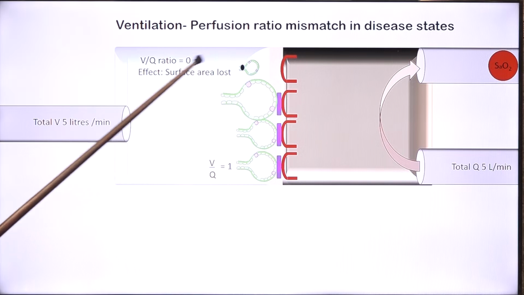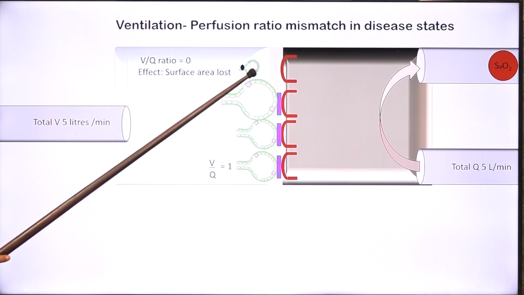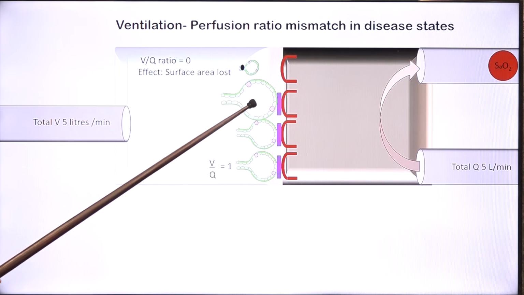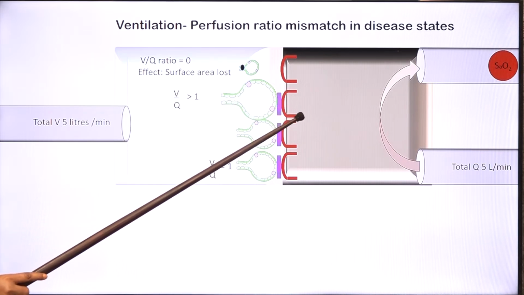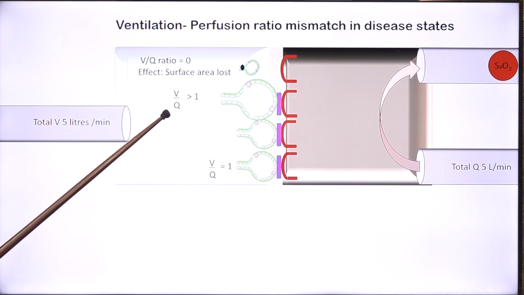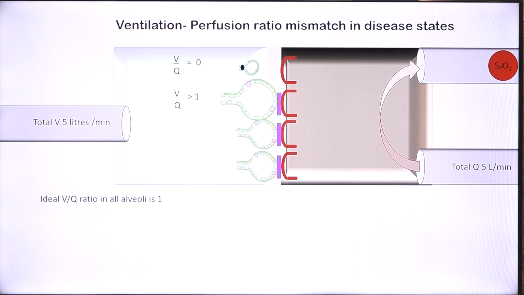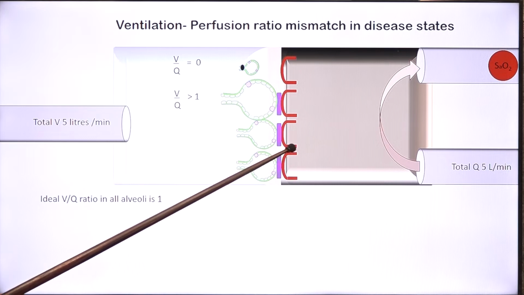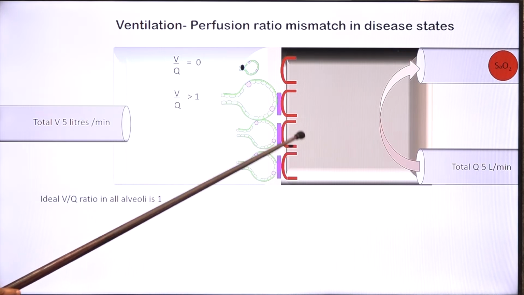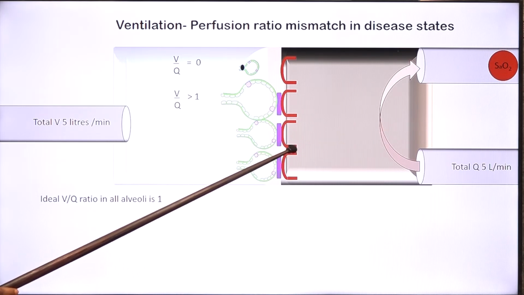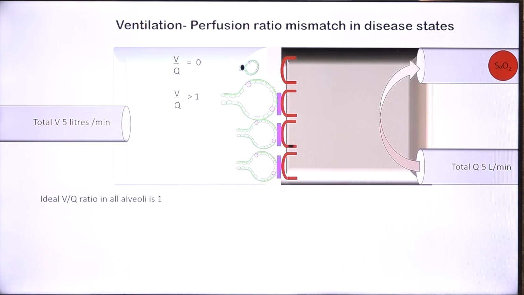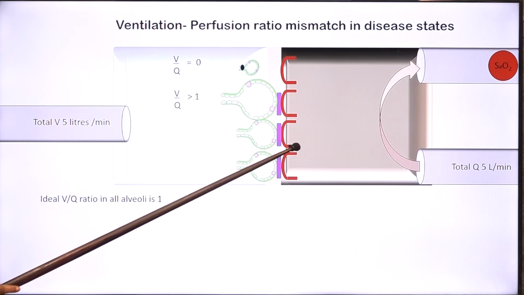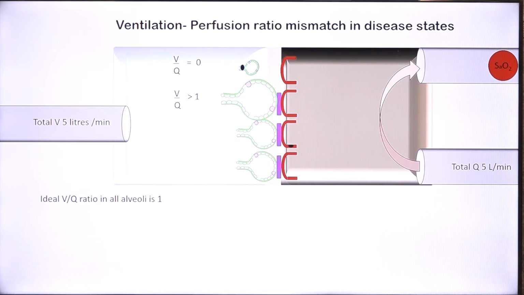So, here the VQ ratio is 0 because there is 0 ventilation, but in this alveolar unit there is more ventilation as compared to the normal perfusion, and therefore we can say that the VQ ratio is more than 1. Now, let us think of another situation. There is a block to blood flow for this alveolar unit, as would happen in pulmonary embolism, a small embolus blocking the capillary to that alveolar unit alone.